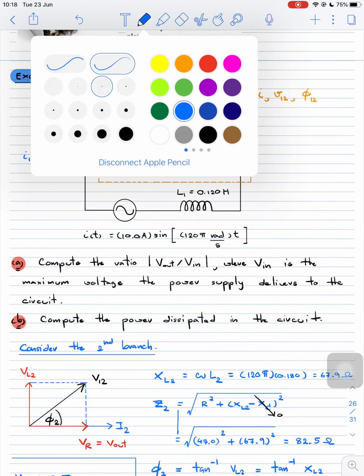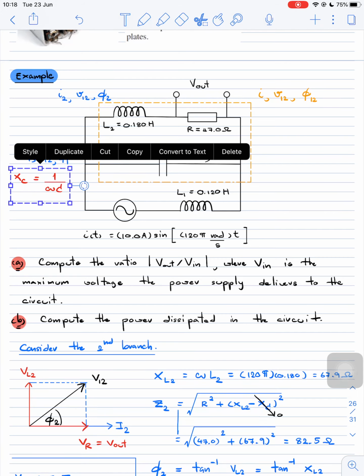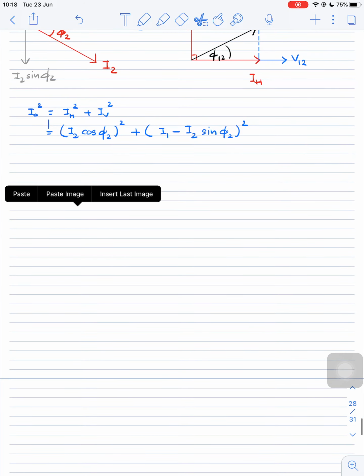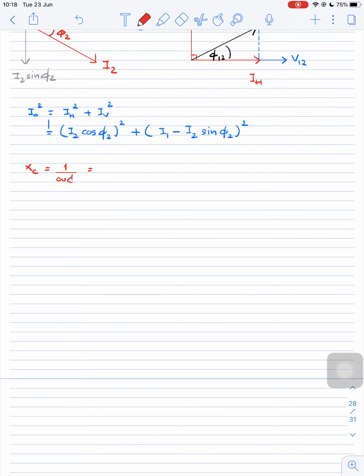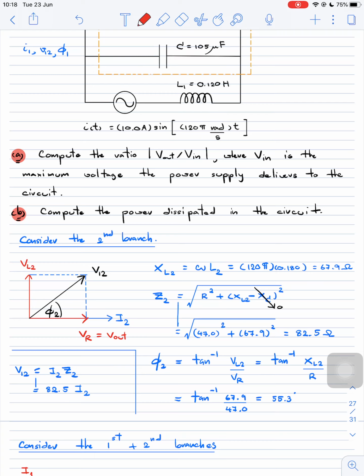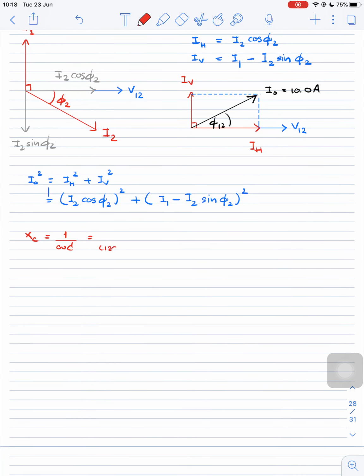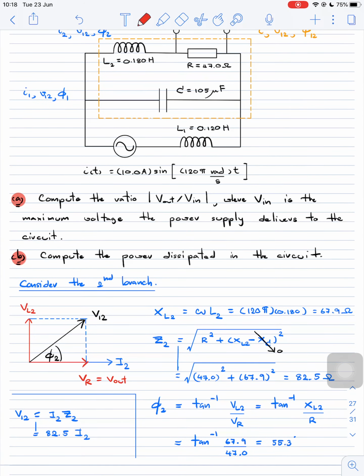Let me just write it down here. Let's say the XC equals 1 over omega times C. No, wait, I think it's a bad idea because we don't have any space left. So let me just write down here. The XC equals 1 over omega C. 1 over omega, and omega is this one, 120 pi, and then times the C. The C is equal to 105 microfarad.